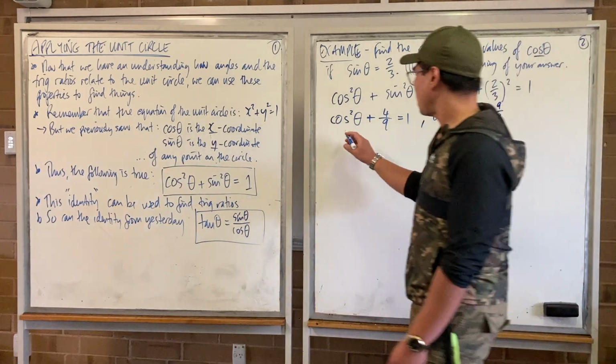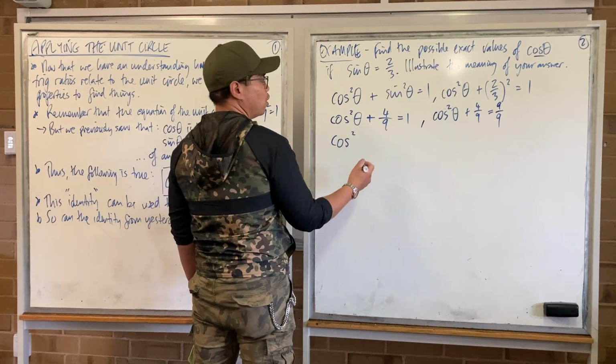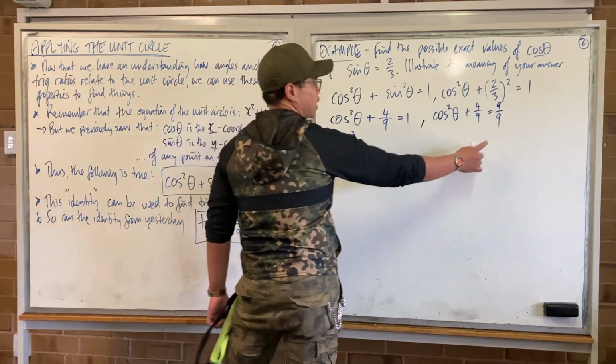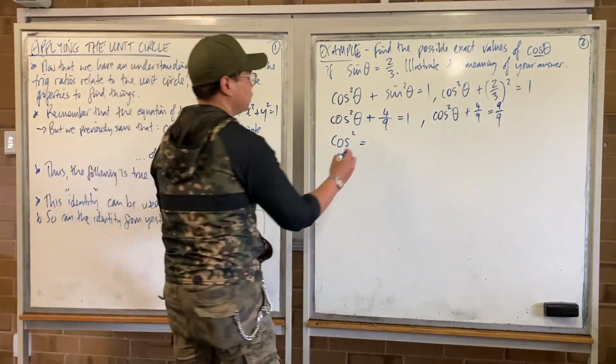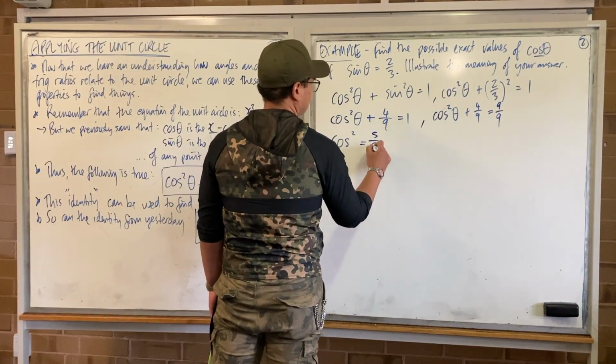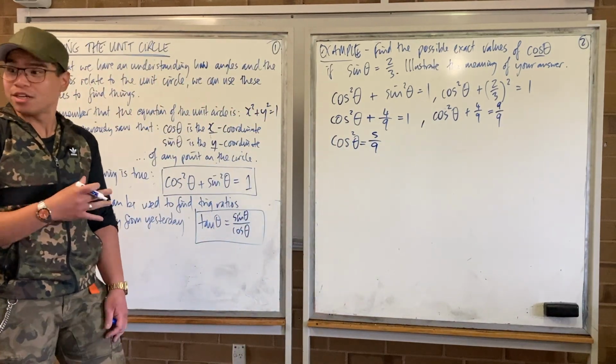So my next line of working is going to be, once I've taken away 4 over 9 from both sides, how many ninths will be left on the right hand side if I take 4 over 9? 5 over 9. Cos squared theta. I keep forgetting to write the theta.